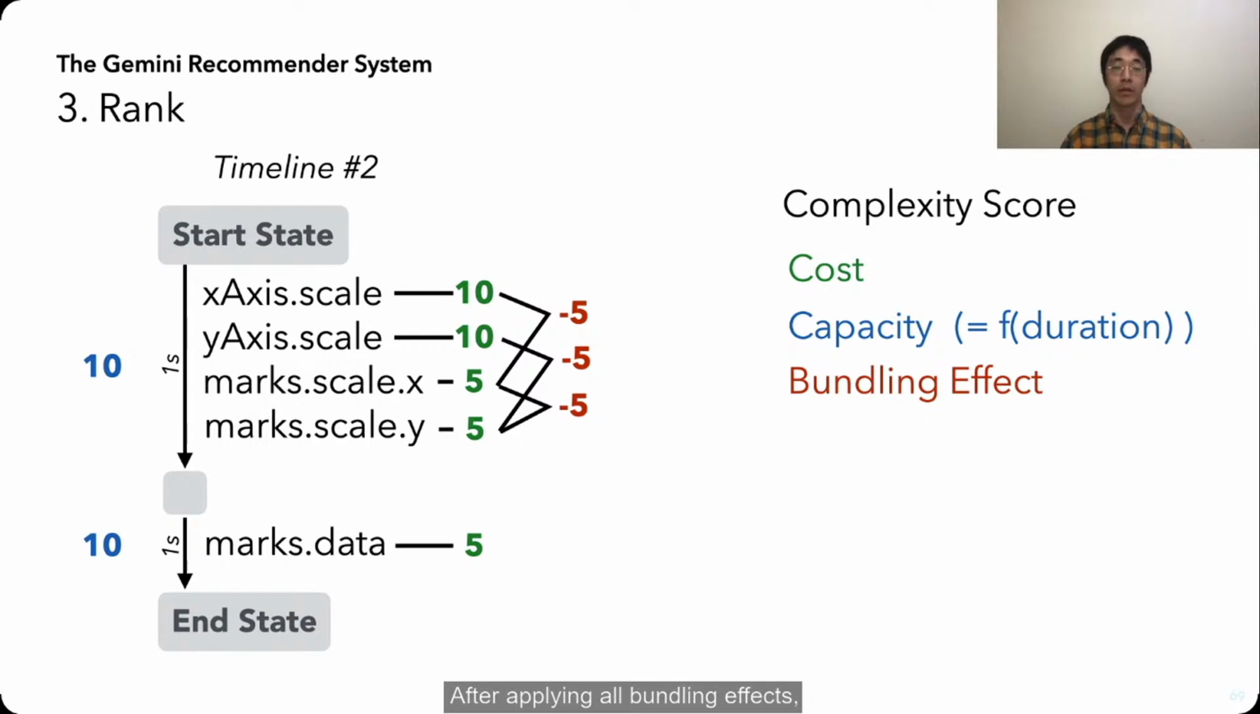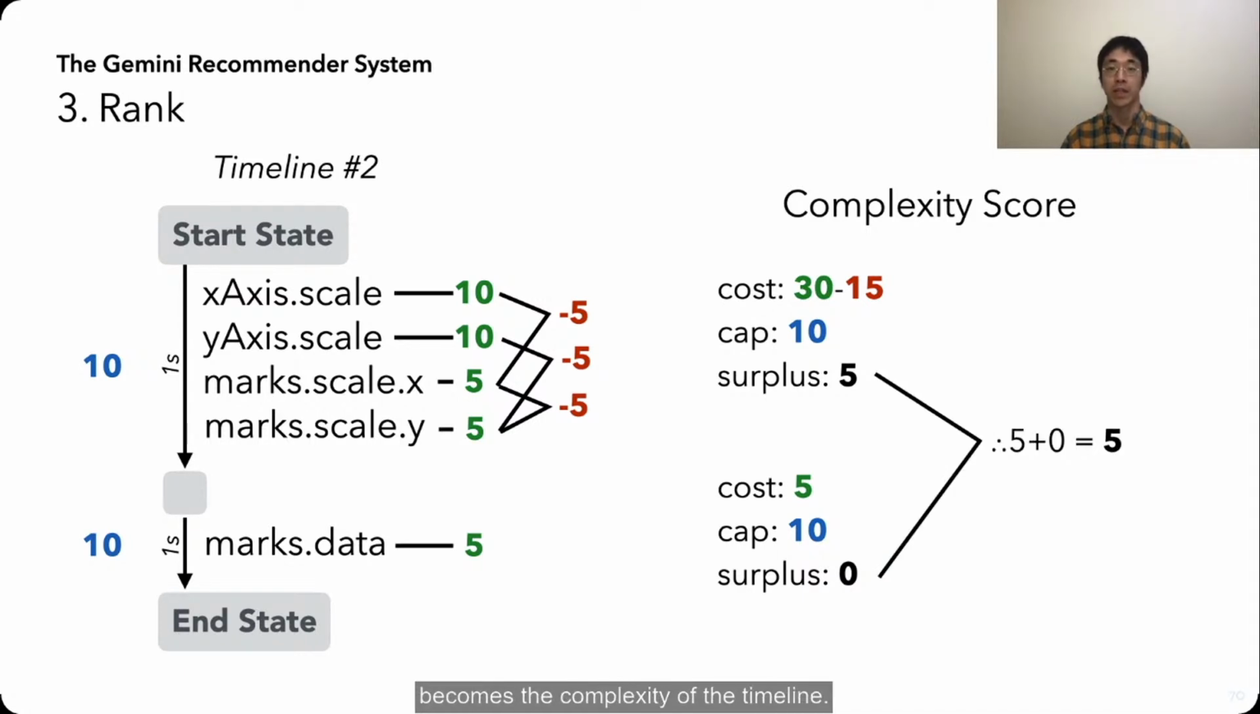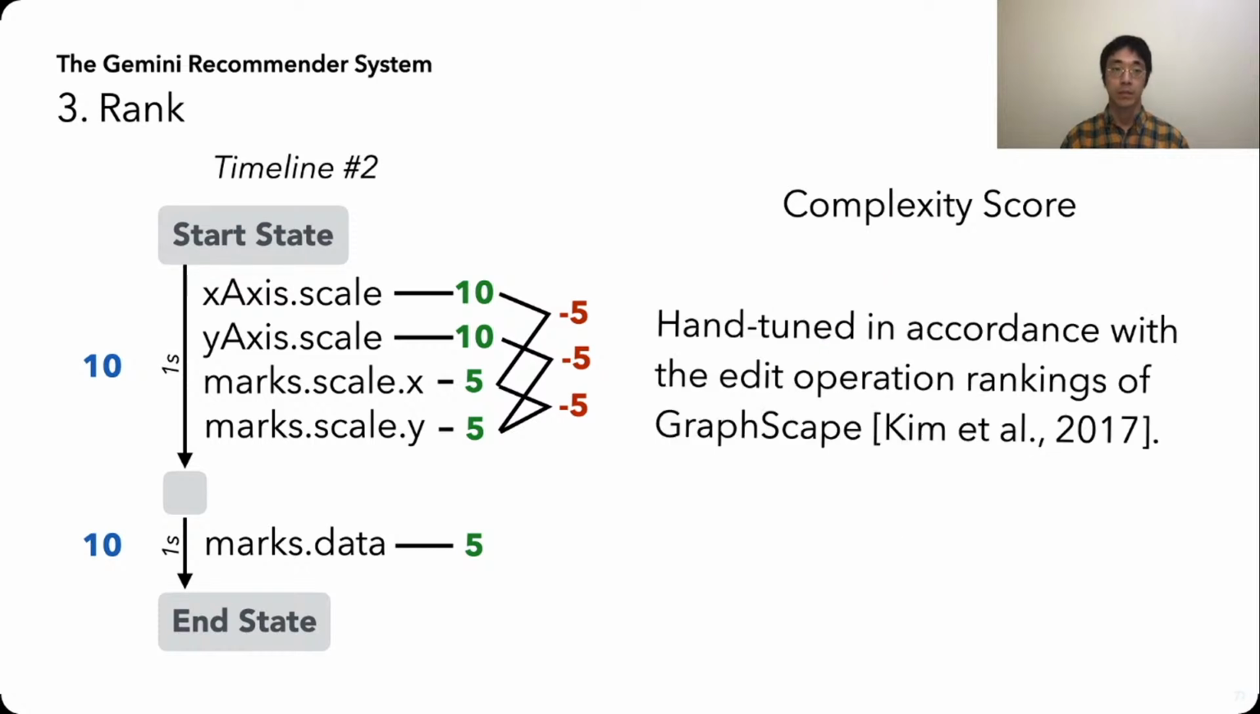After applying all bundling effects, Gemini sums all costs of each stage, and the total surplus of the cost becomes the complexity of the timeline. Each score and function parameters were hand-tuned in accordance with GraphScape's edit operation ranking.